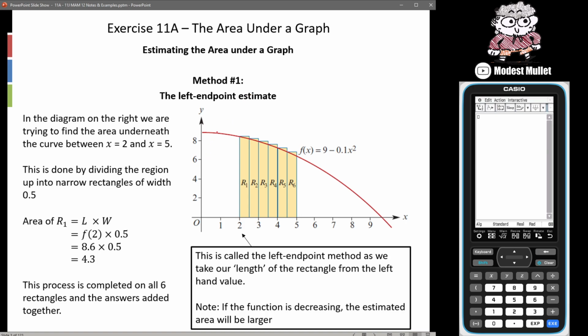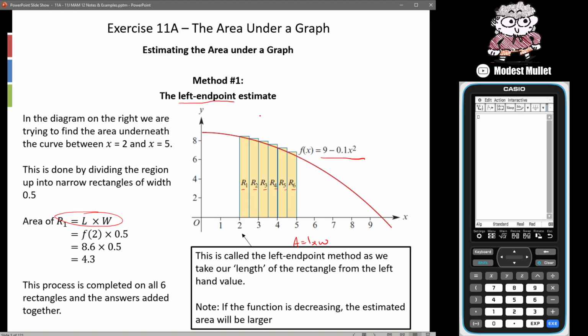We have some graph, in this case f of x is equal to 9 minus 0.1x squared, as given there. And you break it into several sections. How many sections you want to break it into is up to you. The more sections, the more accurate your estimate is, but the more work you need to do. In this case, we've got 6 regions that we split up into, region 1, 2, 3, 4, 5, 6. And we make these regions rectangles, because calculating the area of a rectangle is really easy. Area is equal to length times width, as it's given over here.